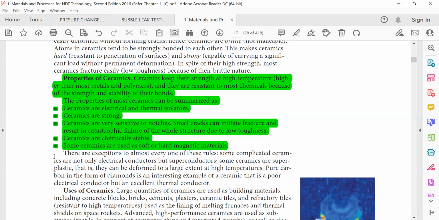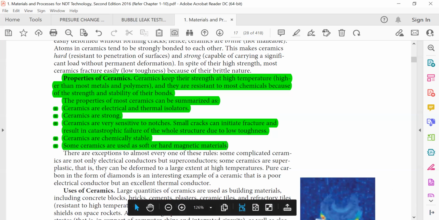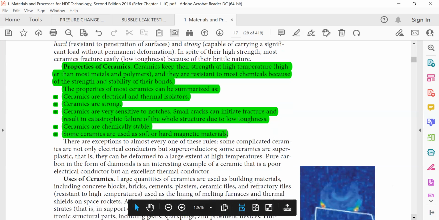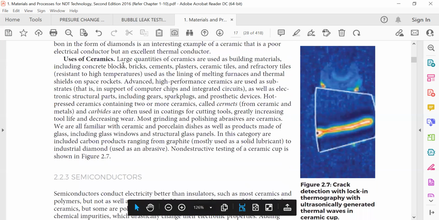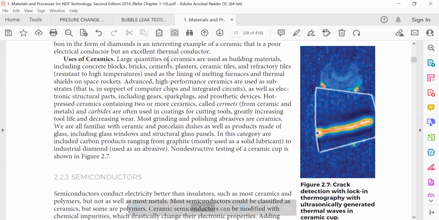Ceramics are chemically stable. Some ceramics are used as soft or hard magnetic material. A large quantity of ceramics are used in building materials, including concrete blocks, bricks, cement, plasters, ceramic tiles, and refractory tiles. Resistance to high temperature.